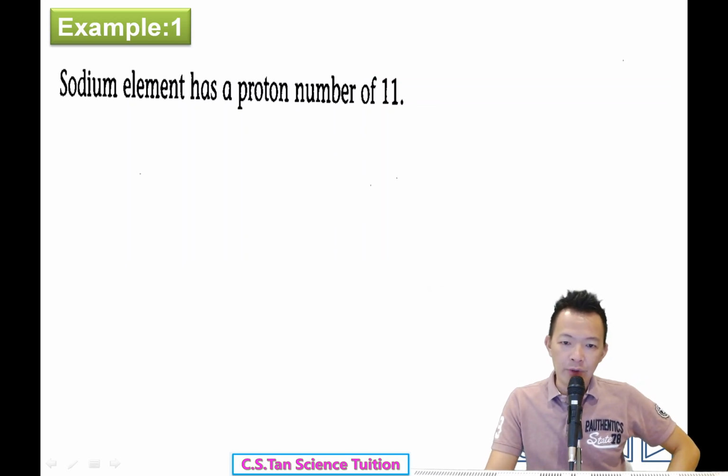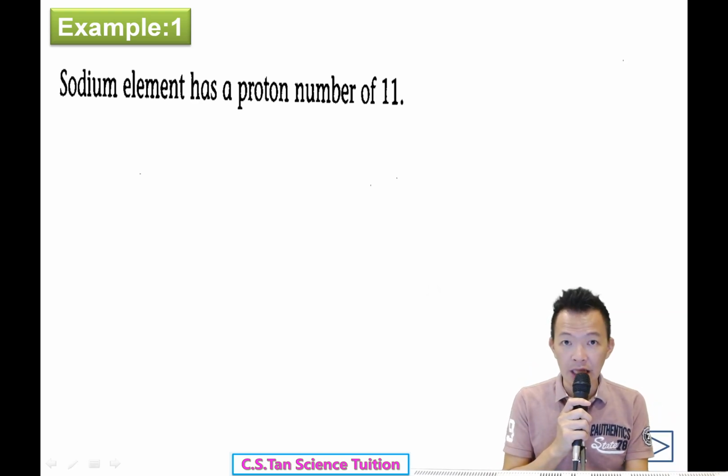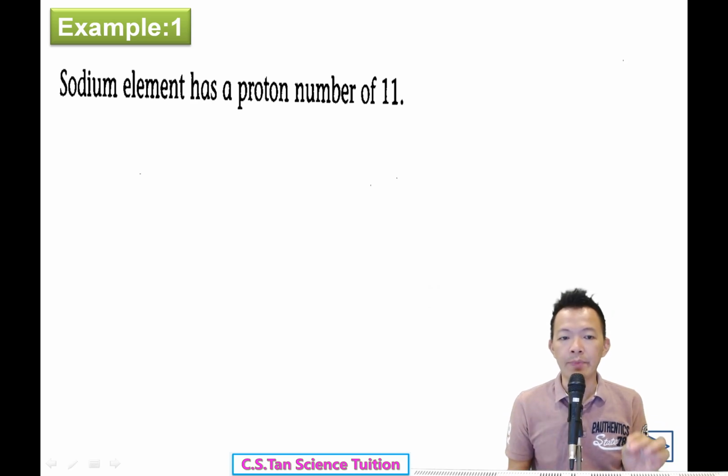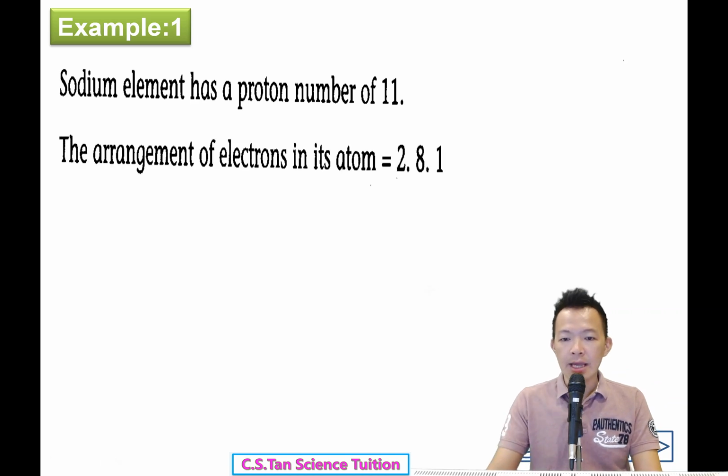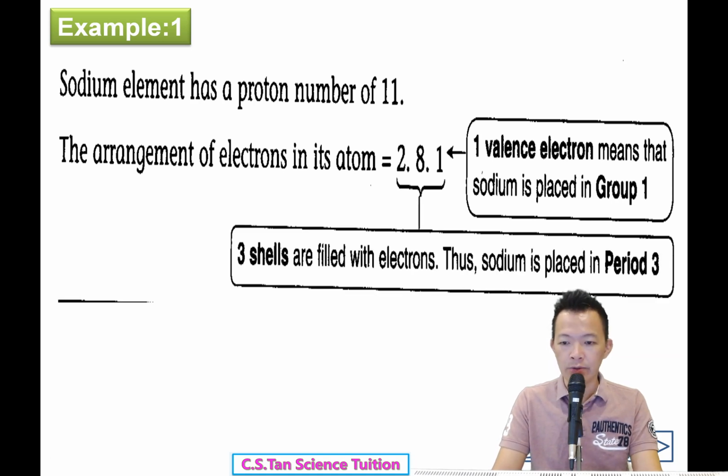Sodium element has proton number 11. When somebody tells you the proton number, or if you have a periodic table and know its proton number, you should know where the element is in the table. So sodium has proton number 11, so the electron arrangement is 2.8.1. So the 1 means group 1. There are 3 layers of occupied electron shell, so it will be period number 3.